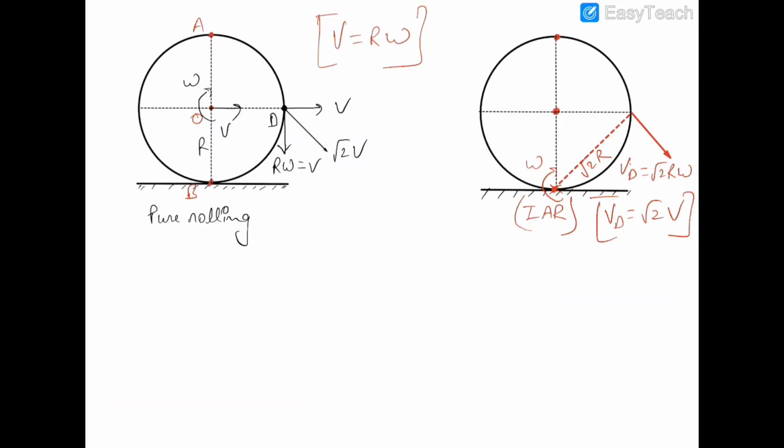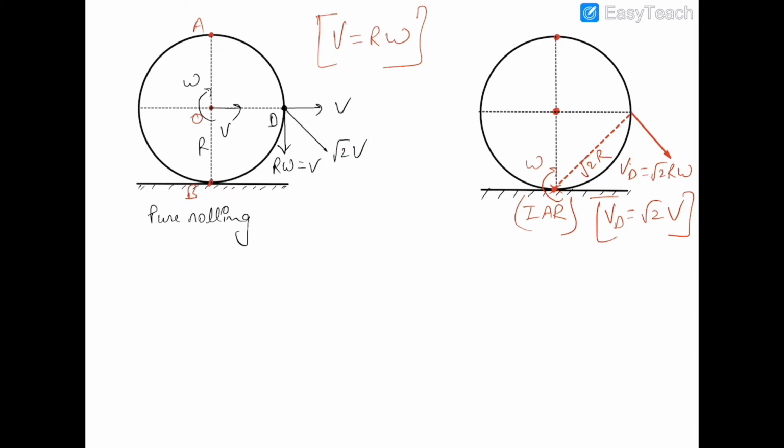Now let us see more examples. Let us see the velocity of this point D due to rotational as well as translational motion. The velocity of point D due to translational motion is V in the front direction, and due to rotational motion is R omega in the downward direction, and obviously it is in the state of pure rolling, so V is equal to R omega. So this is also V. So the net resultant velocity is root 2 V.